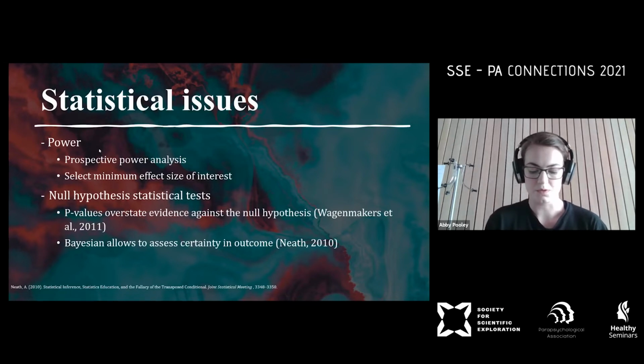And so we should be moving towards more Bayesian statistics, which are more conservative, but they also provide a certainty in our outcomes. Likewise with power, null hypothesis statistical testing doesn't provide you with an estimate of the difference from the null, which is a measure of effect size, even if there is a difference from zero.